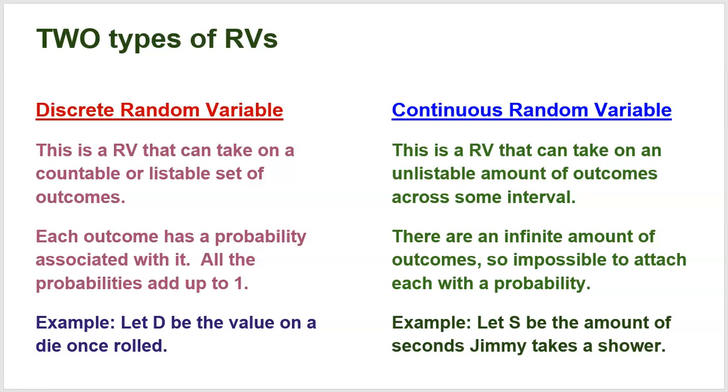For example, let S be the amount of seconds Jimmy takes a shower. Yes, every time you take a shower, that is a random variable. You don't know the outcome. Could be 32 seconds, could be 34 seconds, could be 35 seconds, could be 117 seconds. I mean, it could be 1,000 seconds. I don't know how long Jimmy's going to take a shower. The list of possibilities is seemingly endless. And then even if you throw in decimals, like 67.2 seconds or 149.3 seconds or 792.6 seconds, now that list becomes even more continuous or endless. So that's a continuous random variable.